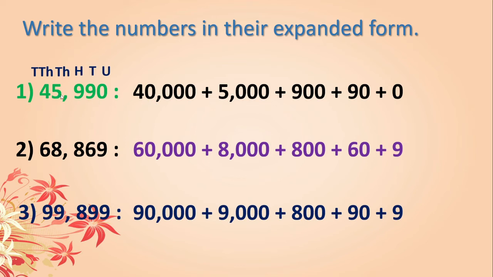Here 5 is there, and in front of 5 how many digits are there? 3. So in front of 5 you can give 3 zeros. In front of 9 you can give 2 zeros because only 2 numbers are there, and in front of this 9 only 1 zero because only 1 digit is there. Got this, children? This is the shortcut method, but you must know this method also.